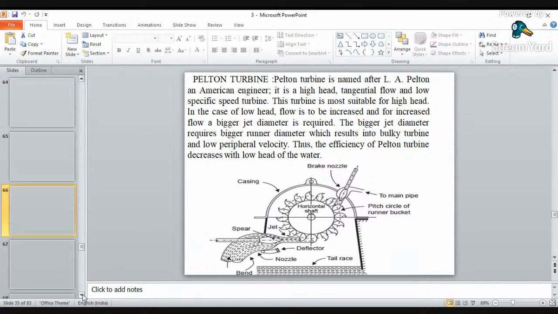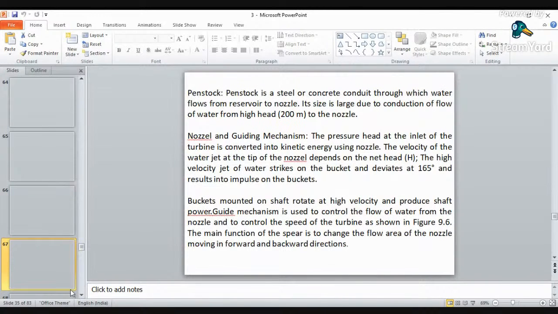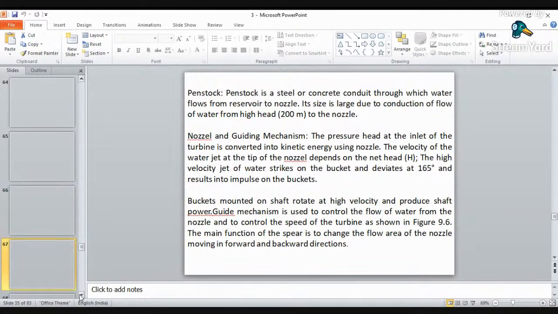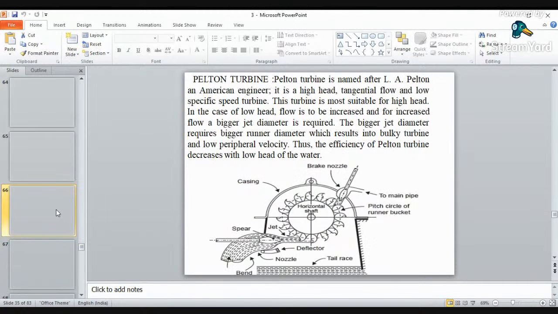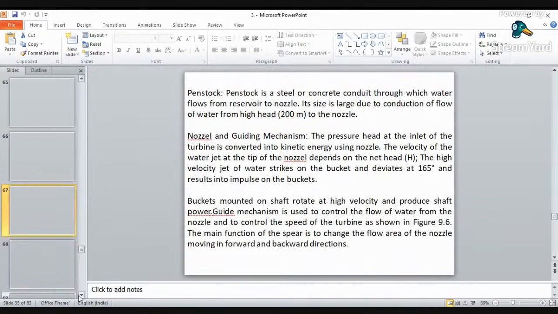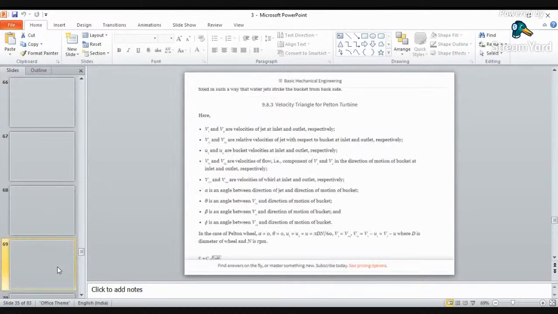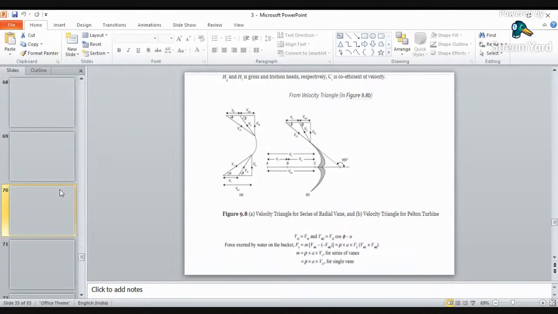Now we will quickly go through the velocity triangle given for the Pelton wheel turbine. This is everything we have seen: penstock क्या होता है, nozzle क्या होता है, all definitions are given here. Now we will see the velocity triangle of Pelton wheel turbine. See, this is how the velocity triangle of Pelton wheel turbine looks like.